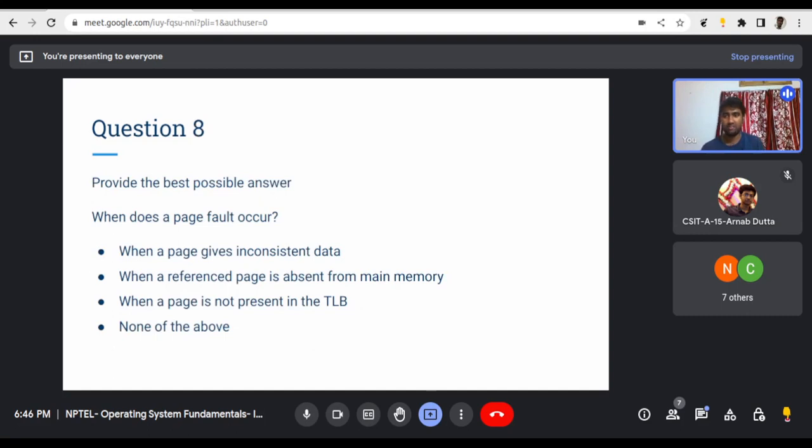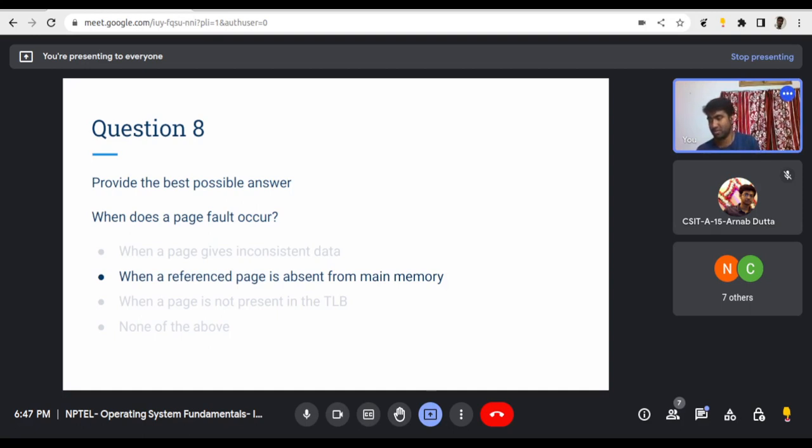So when does a page fault occur? When a page gives inconsistent data, when a referenced page is absent from the main memory, when a page is not present in the TLB, or none of the above? Okay, I got one answer. Let's get to the answer then. Yes, this is the answer to this question. When a referenced page is absent from the main memory, that creates a page fault.